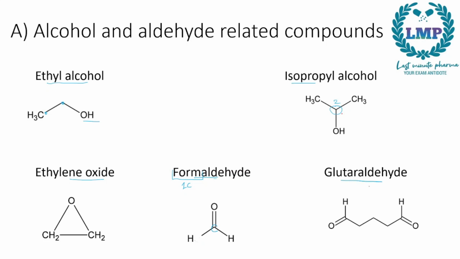Now glutaraldehyde. In glutaraldehyde we have 1, 2, 3, 4, 5, a 5 carbon chain which is attached to two aldehyde groups. So a 5 carbon chain with two aldehyde groups at its ends. This will be known as glutaraldehyde.